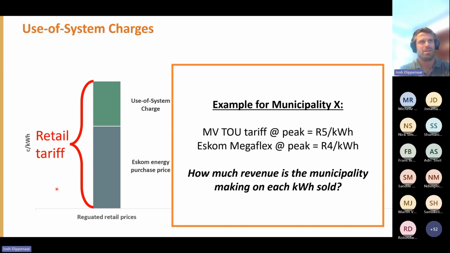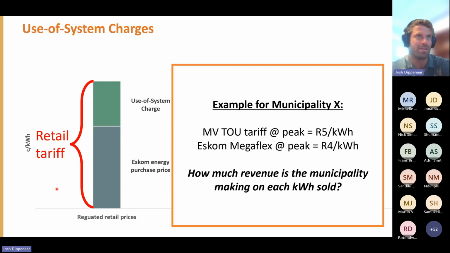How much revenue is the municipality making on each kilowatt hour sold? So how much money is the municipality making? Obviously the bill, let's say they consume 100 kilowatt hours, the bill is 100 times 5. So that customer is paying you 500 Rand, right? But you are paying Eskom for every kilowatt hour 4 Rand.